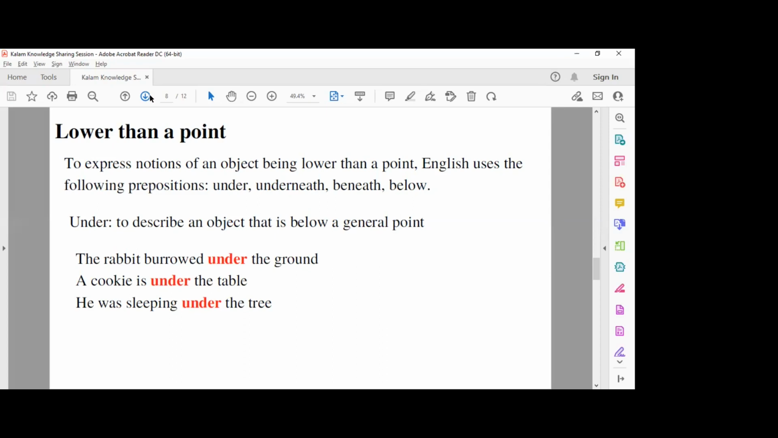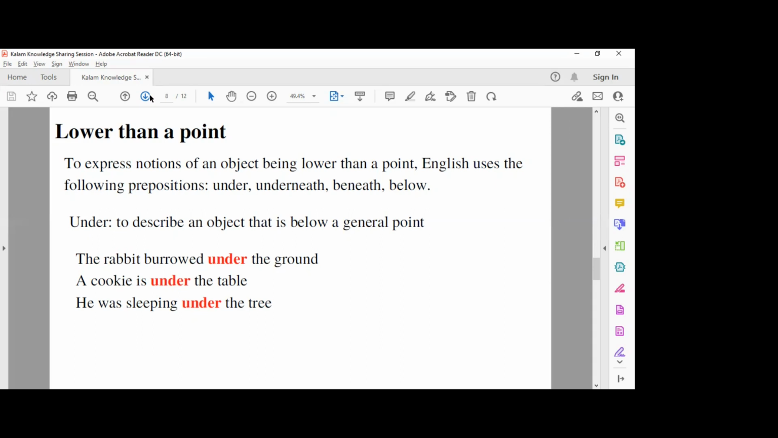First one is under, to describe an object that is below a general point. When we are talking about a general point, we have to use under. If we are talking about a specific point, in that case we have to use underneath. First example is the rabbit burrowed under the ground. It is a general case, so we have to use under.